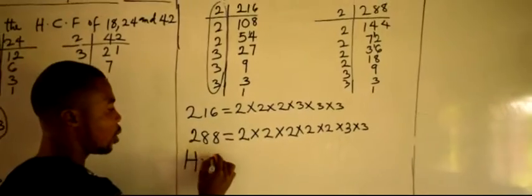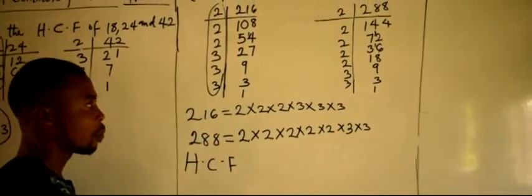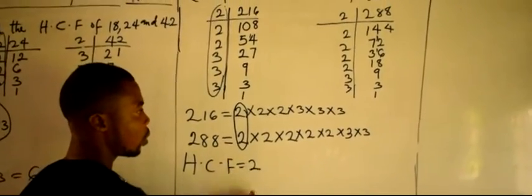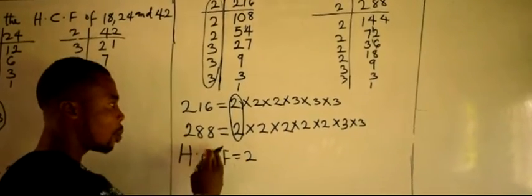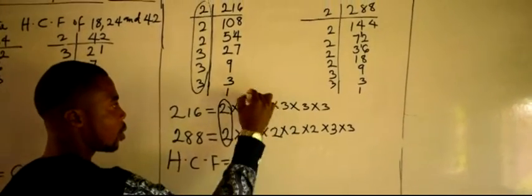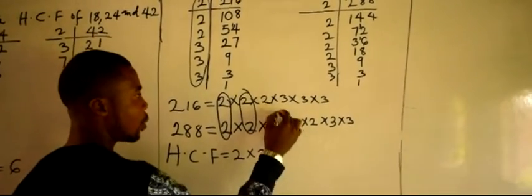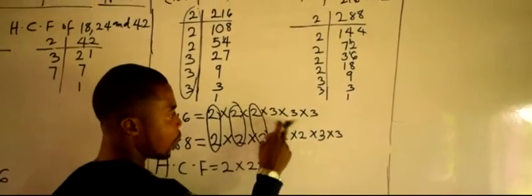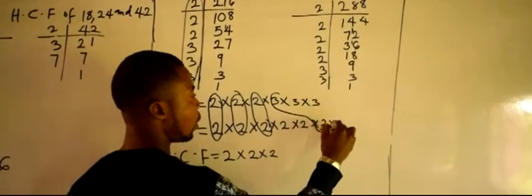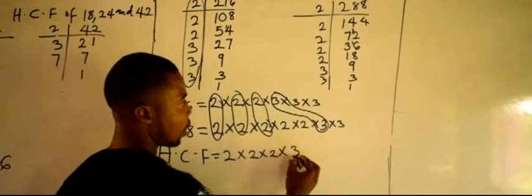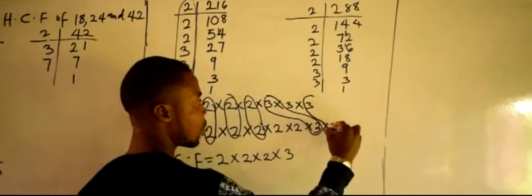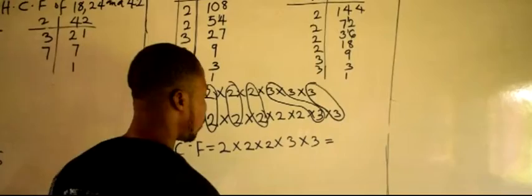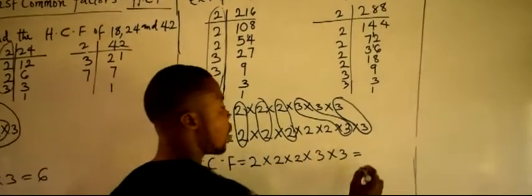Now we want to look at the H.C.F. How are we selecting the H.C.F? You bring out the common numbers. 2 is common here, so you multiply out the common factors: 2 times 2, another 2, times 2. No more 2s are common, but there is a 3. You have a 3 here, and there's another 3. Another 3 can still match another 3. So we multiply this out to get our H.C.F, which is 72.